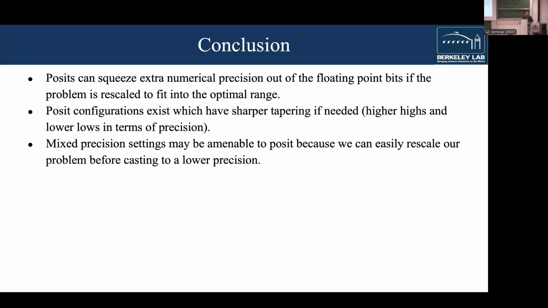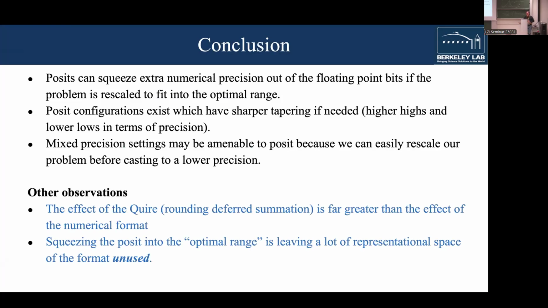Posits can squeeze a little bit of extra numerical precision out of floating point bits if you rescale the problem to fit into that optimal range. And that's because of that taper that I showed you. And mixed precision might be a good place for posits to play because we didn't see as much of an advantage for the 32-bit precision. But the other observation is one thing that we pitched out early.